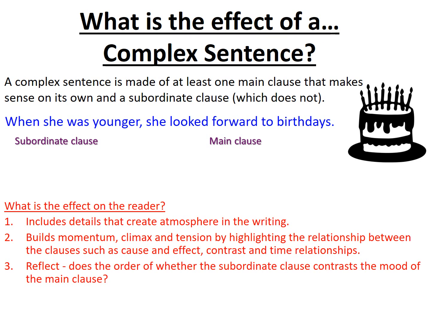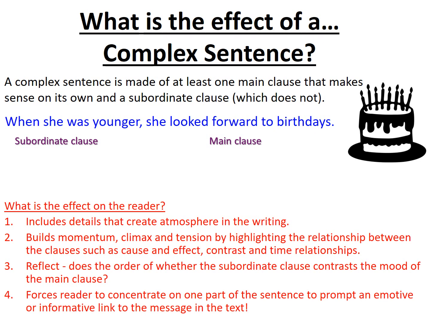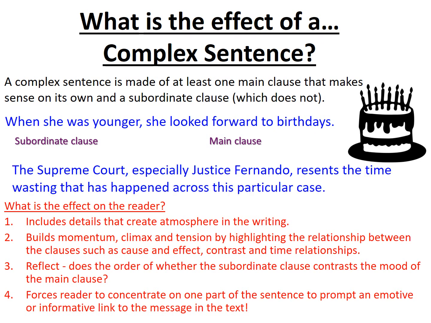More than anything, the joy of a complex sentence is that it pushes us further into considering what the purpose of the writer was, whether that's to create an emotional reaction from us or to inform us with more detail. And there's more than one way that can happen. In my first example, I share with you something that seems quite emotive. She looked forward to birthdays when she was younger. It implies she doesn't anymore. But with this next example, the Supreme Court, especially Judge Fernando, resents this time wasting that's happened across this particular case.